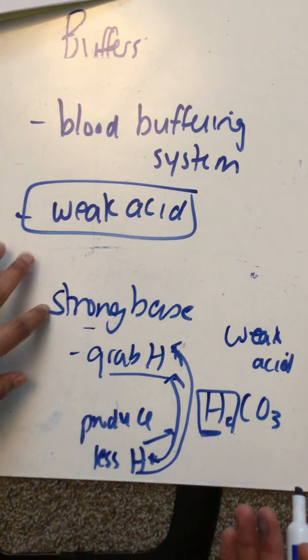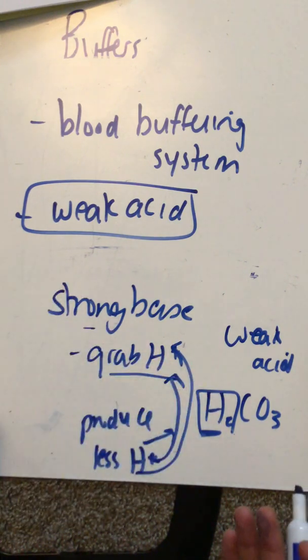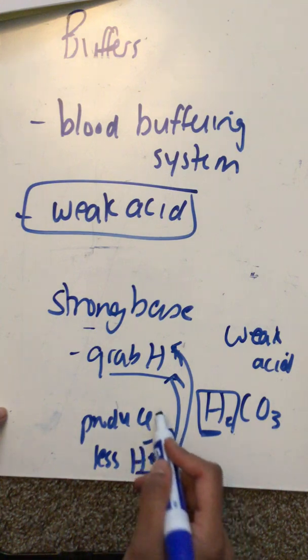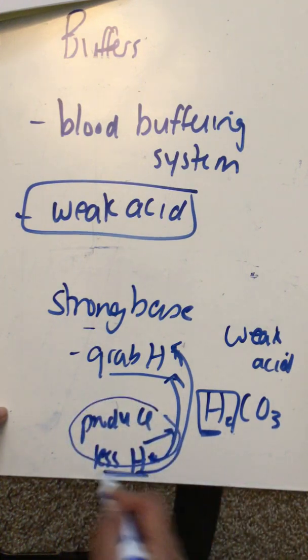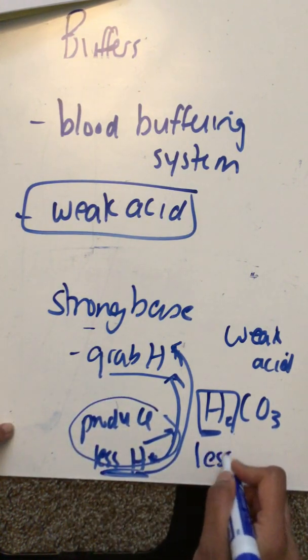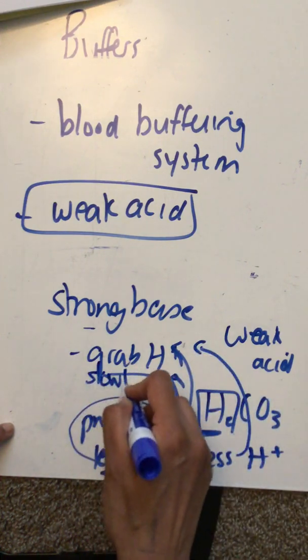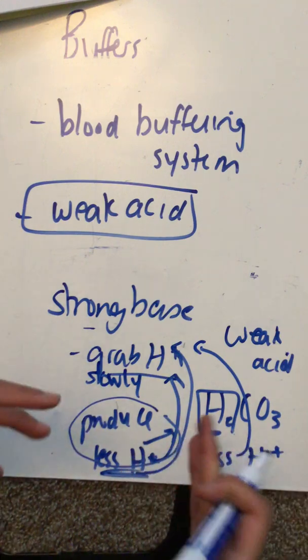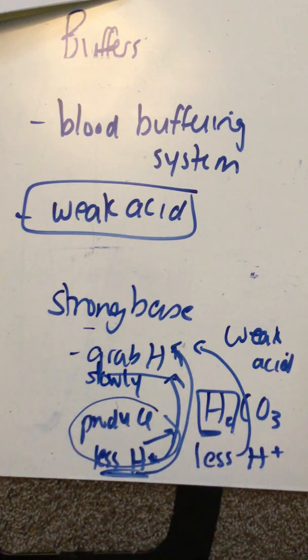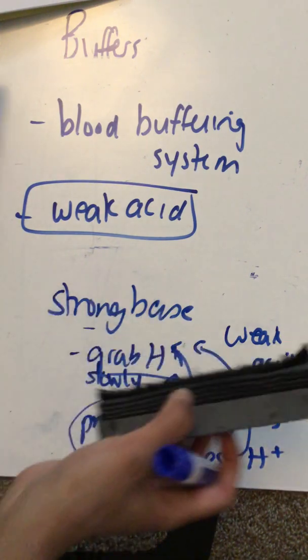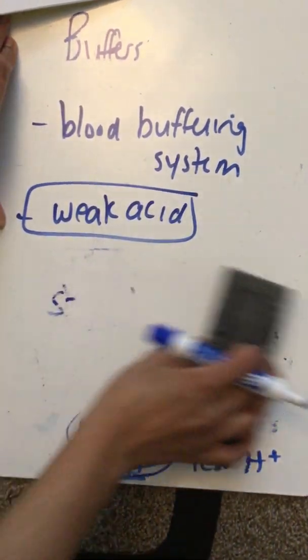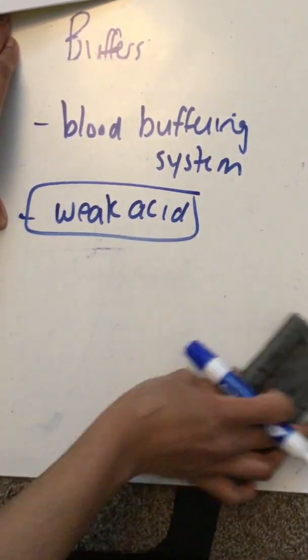Just like if you spill a strong base, you want the weak acid, right? So the H2CO3 produces less H positive. When you have less H positive, this will grab the H positive slowly, and the reaction will be less intense, okay? So that's why you neutralize strong acids with weak bases and strong bases with weak acids.